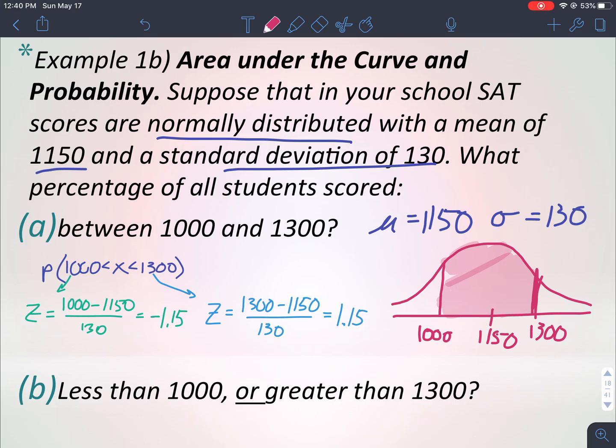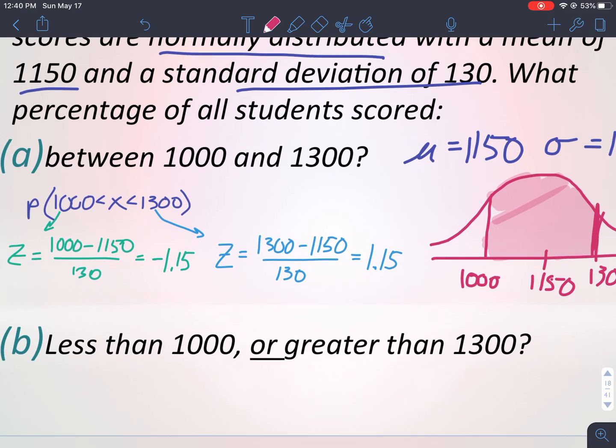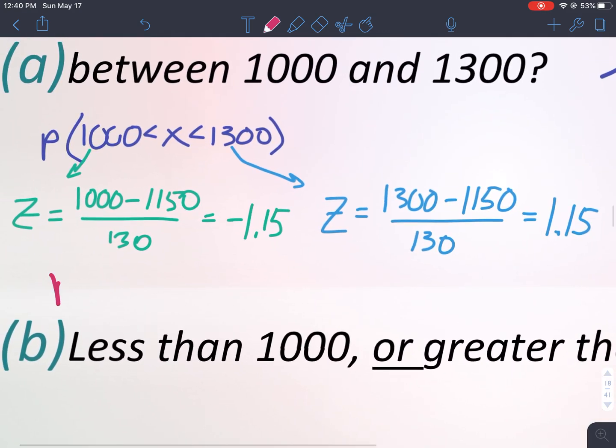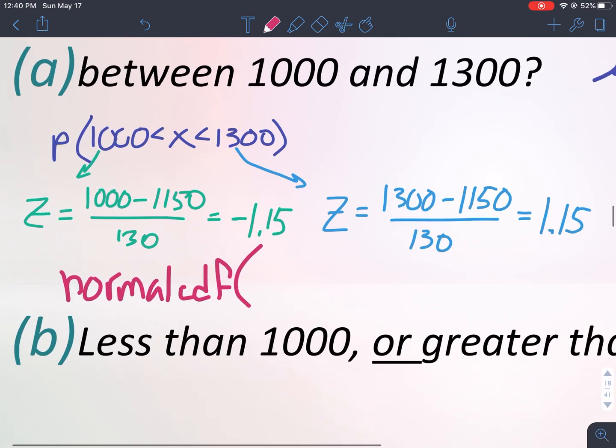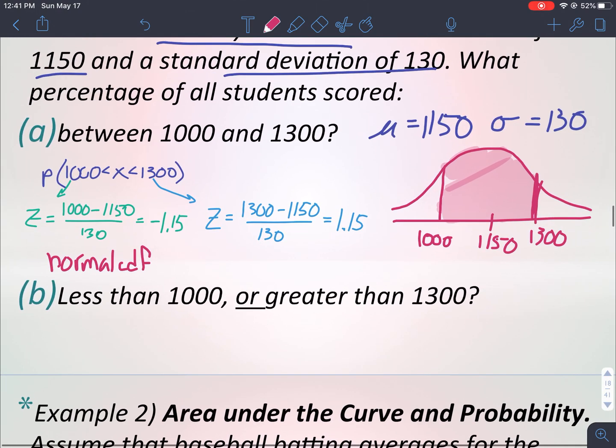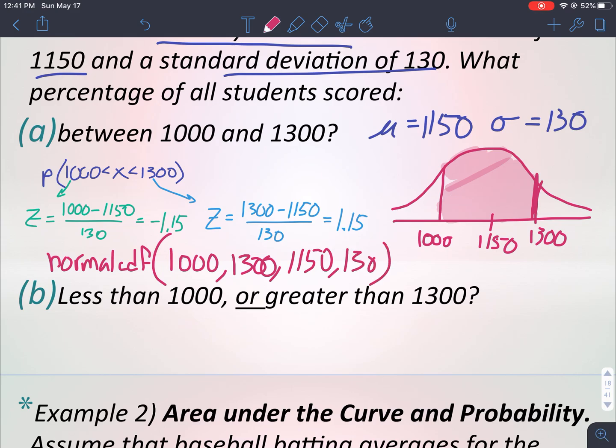Okay, hopefully you gave it a shot. Now, I am going to use the graphing calculator. But interestingly, when the problem is in between two scores, you do not need an arbitrarily low or arbitrarily high limit because our lower score is given to us, as is our higher score, with a mean of 1150 and a standard deviation of 130.